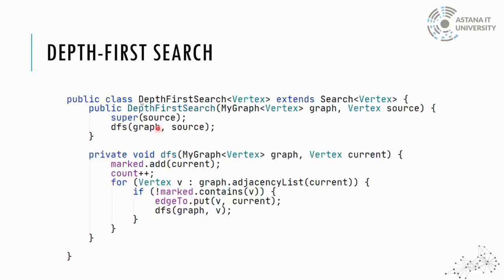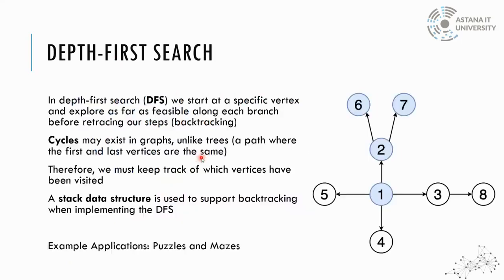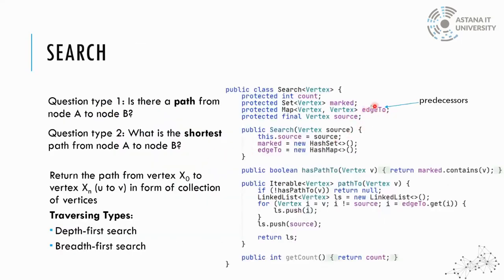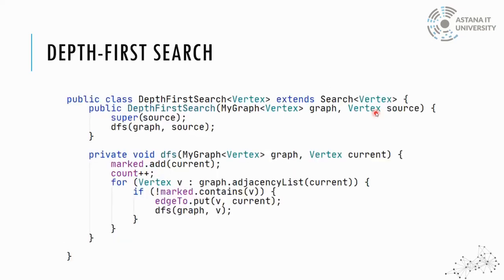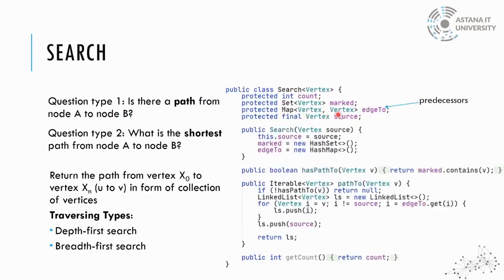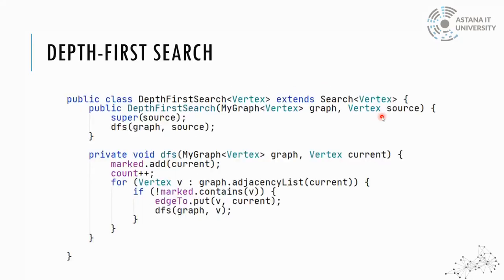So here's the implementation part. The depth first search extends search. As I told you before, I'm going to fill in that H2 map from outside, from some other class. And here, this is exactly that class that I'm using for putting all that predecessors, all that H2 map one by one.